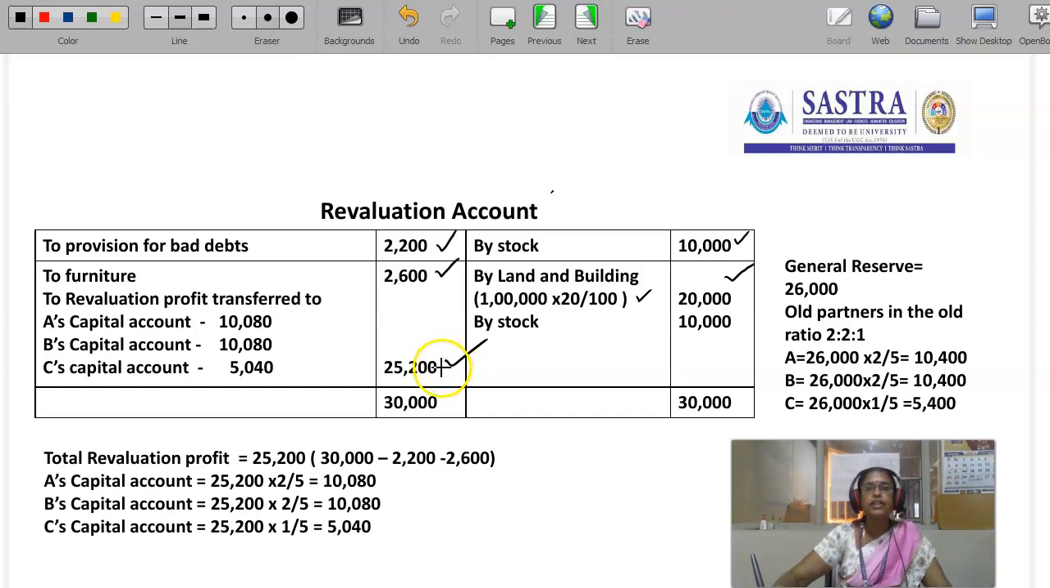25,200 is the revaluation profit that should be distributed among the old partners in the old ratio. Here is the working. 25,200 into 2/5 is 10,080. 25,200 into 2/5 is 10,080. 25,200 into 1/5 is 5,040. So A's capital account is 10,080, B's capital is 10,080, and C's capital account is 5,040. In this way, we prepare the revaluation account, and the revaluation profit is 25,200.